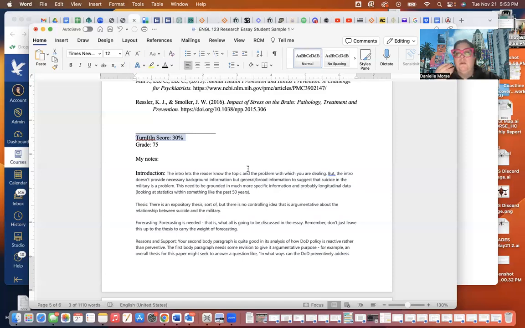And so a way to circumnavigate that is to highlight. You highlight everywhere that's your voice in the paper. And then you highlight your other voices, your sources' voices, quotations or paraphrases or summaries.